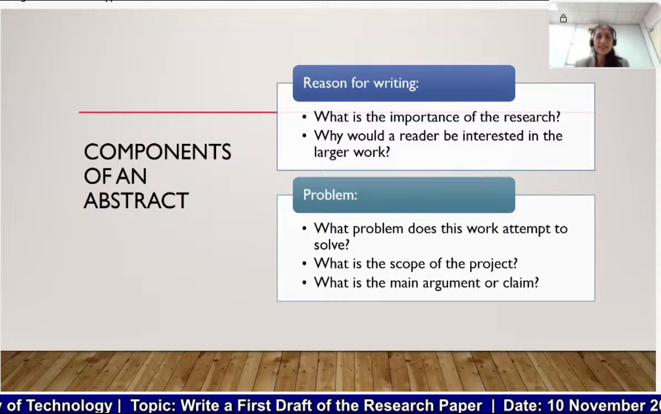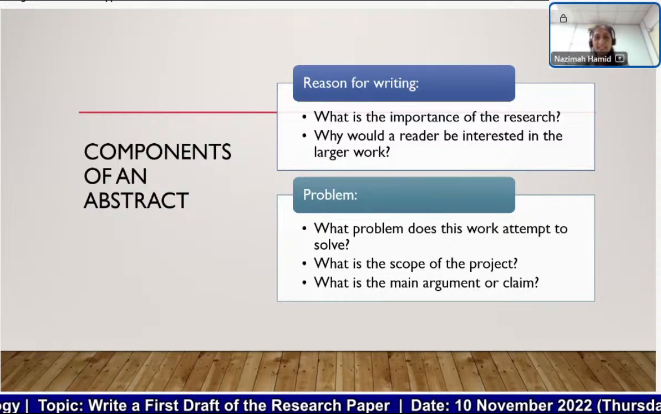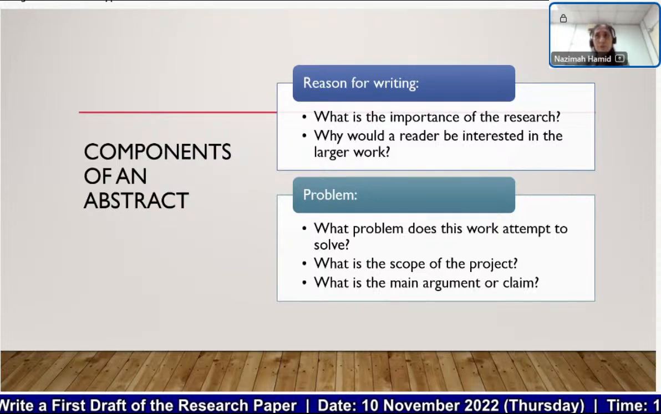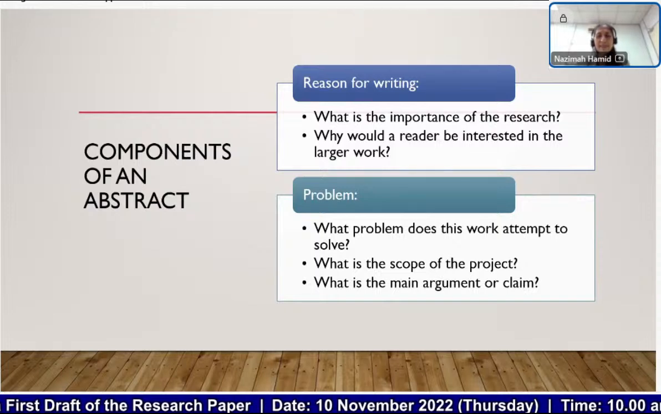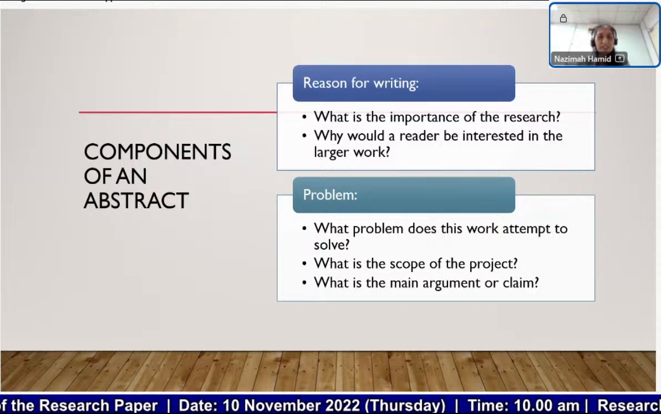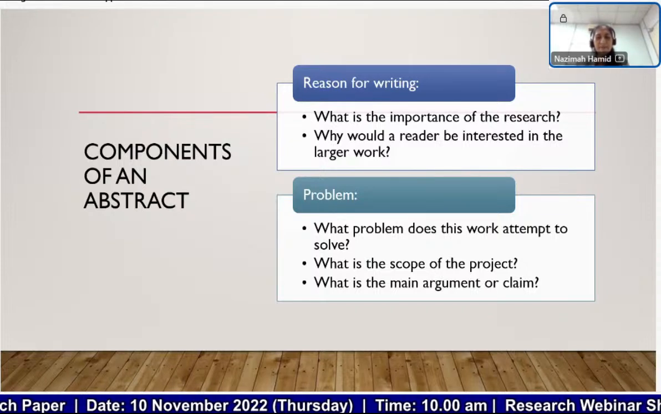So what is important? What's the importance of the research? Okay, that would be the first line. Why would a reader be interested in the larger work? So you have an opening sentence, and this will state the importance of your research. It can be a general statement. And the second sentence would indicate what's the problem.